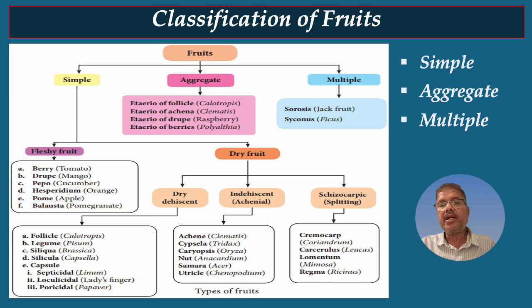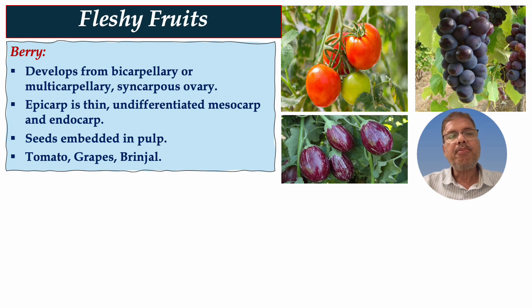Multiple fruits, on the other hand, arise from the fusion of ovaries from several flowers within an entire inflorescence. As individual flowers mature into fruitlets, they fuse to form a single larger fruit. Sorosis and syconus are the multiple fruits where the entire structure is composed of many individual fruits. In fleshy simple fruits, the entire pericarp or a significant portion of it is soft and succulent at maturity.